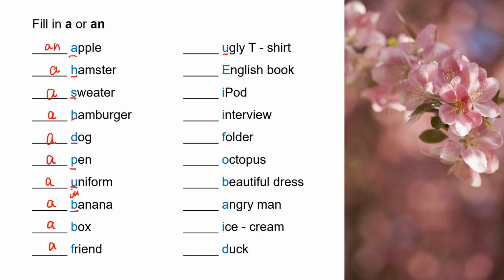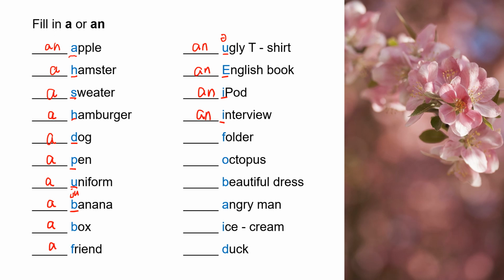U is a vowel. It has a vowel sound, so it's going to be an ugly t-shirt. And next one, English. E is a vowel. It has a vowel sound, so an English book. Next one, iPod. I is a vowel. It has a vowel sound, so an iPod. Next one, interview. I is a vowel with a vowel sound, an interview.